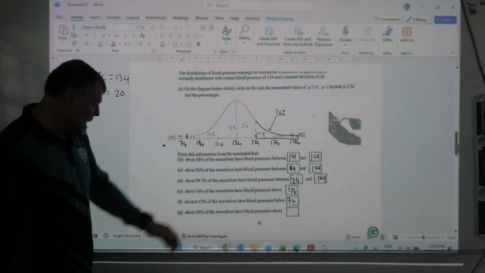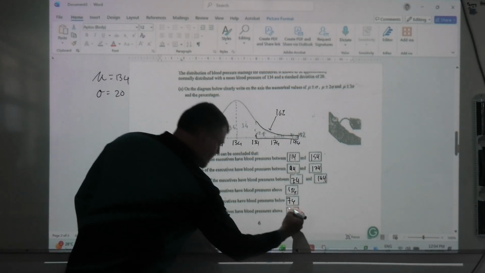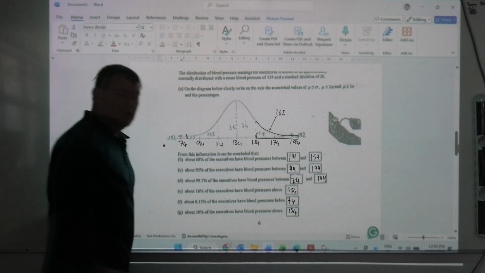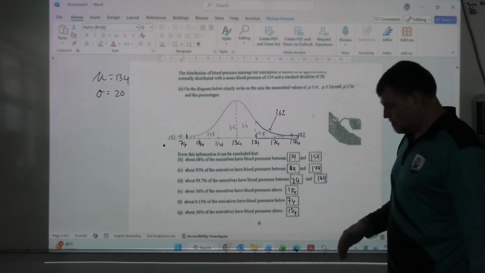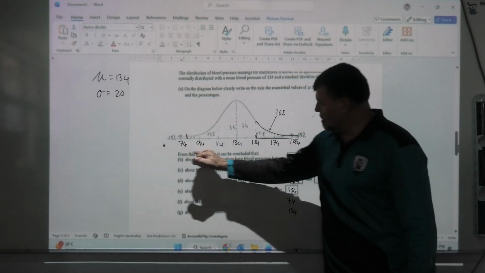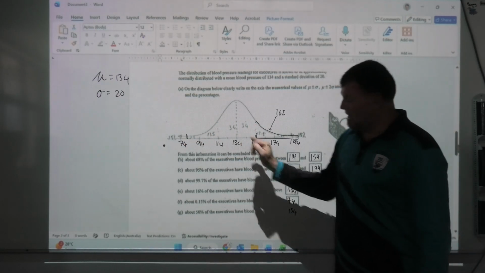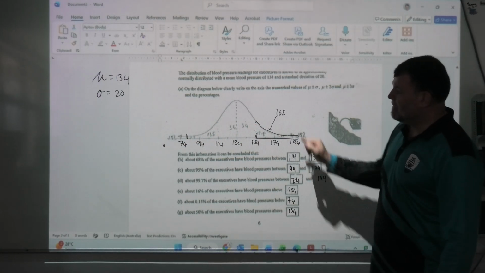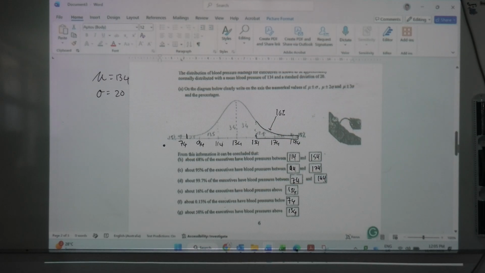Now the last part here is about 50% of the executives have blood pressure above. Well, 50% is your middle part. So what we've looked at in this example is our distribution. The percentages haven't changed, but the deviation and mean have changed. And that changes our variables in this case. Let's have a look at the second example.